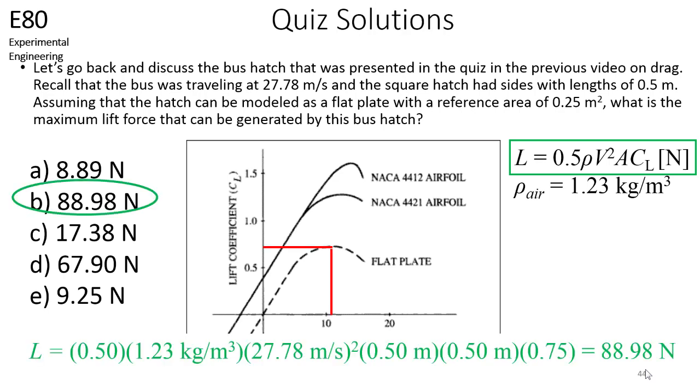The answer is 88.98 newtons. All of the concepts discussed in this video are essential to this problem. Based on the information given on the graph, the lift coefficient is maximized at an angle of attack of about 11 degrees for a flat plate. This lift coefficient is about 0.75. The density of the air is given as 1.23 kilograms per cubic meter, and the velocity of the bus is 27.78 meters per second. These go into the lift equation. For lift, we use the planform area of the flat plate, which is 0.25 square meters. Plugging these into the lift equation results in a maximum lift force of 88.98 newtons.